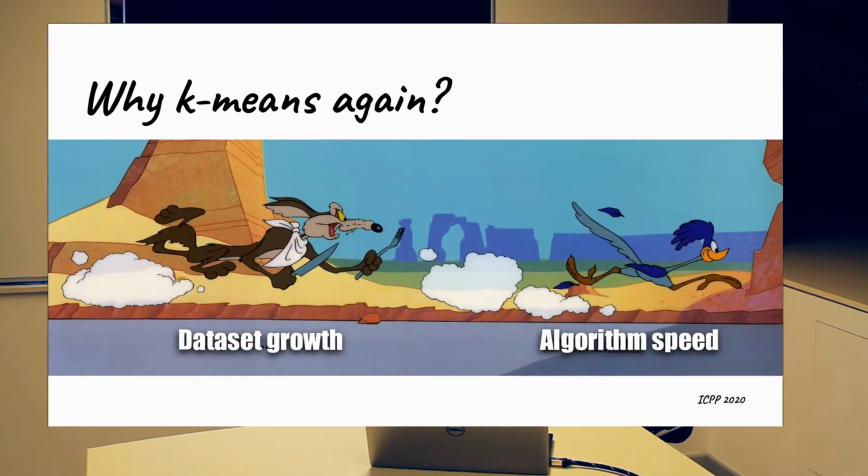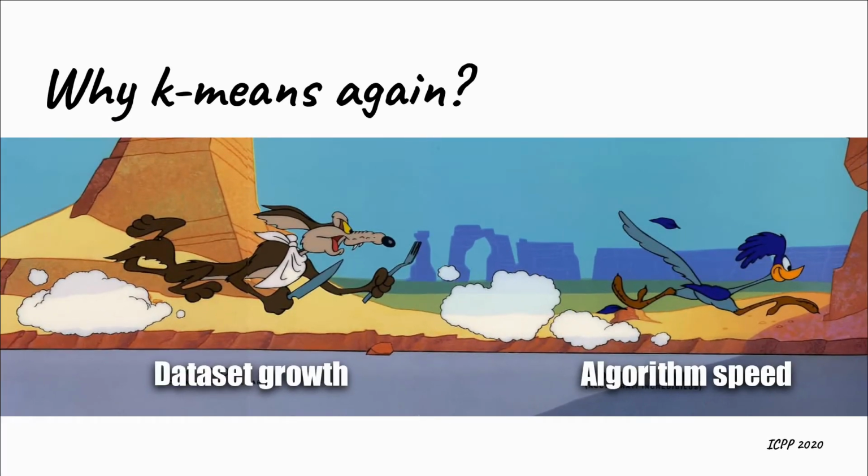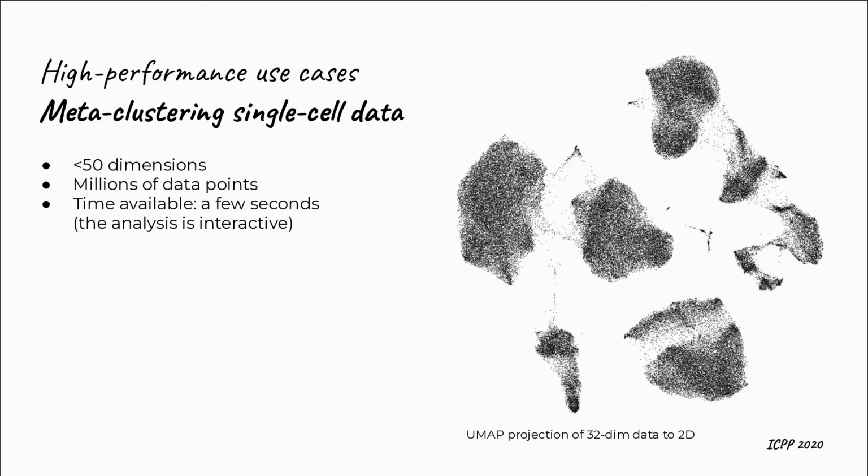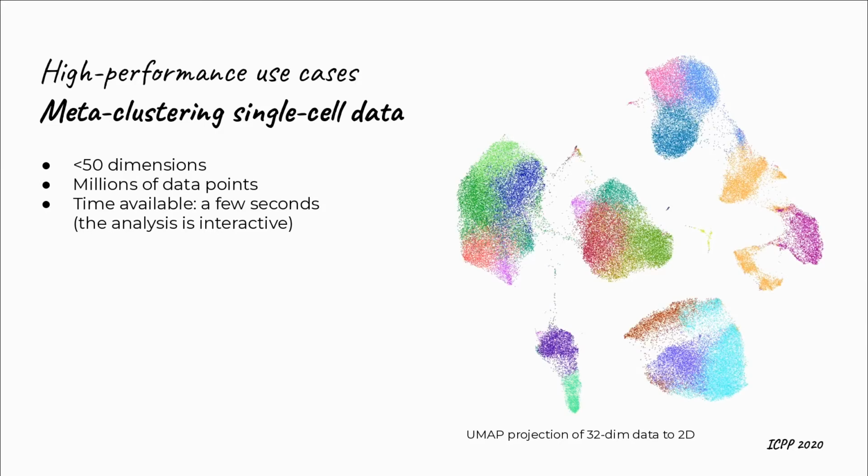In particular, I believe this picture sums up our situation pretty well. The dataset growth is nowadays omnipresent, which is also the case of, for example, cytometry, which is our main motivation. Cytometers produce measurements of millions of data points in a sample. The measurements usually have less than 50 dimensions, which makes them pretty easy to process with K-means. On the other hand, you only have several seconds for the analysis because the analysis usually needs to be interactive. For example, the dataset here can get processed by K-means to reasonable clusters which are much easier to work with.